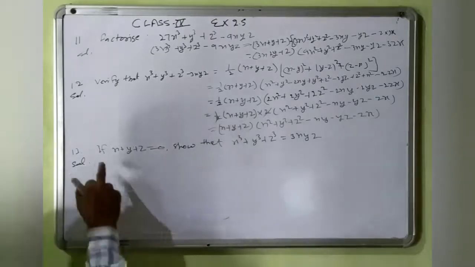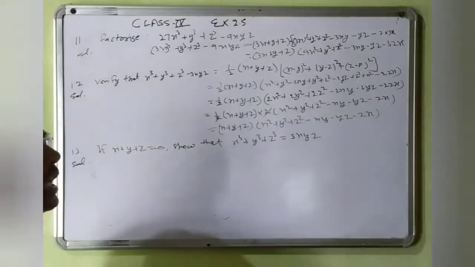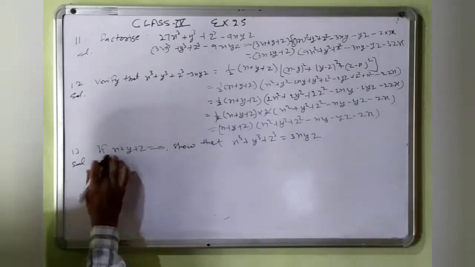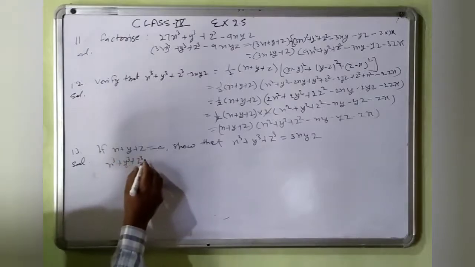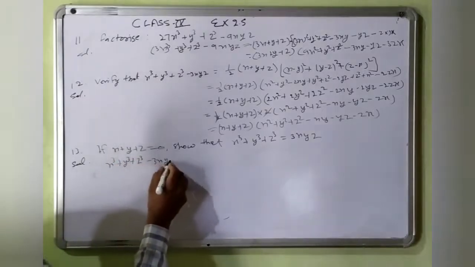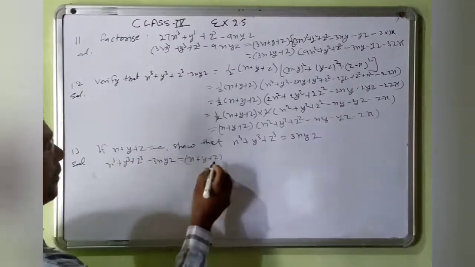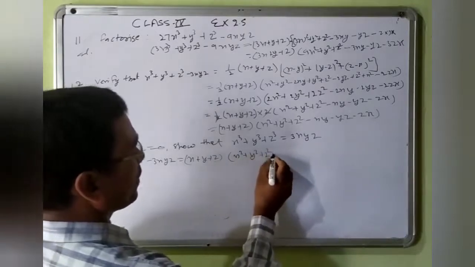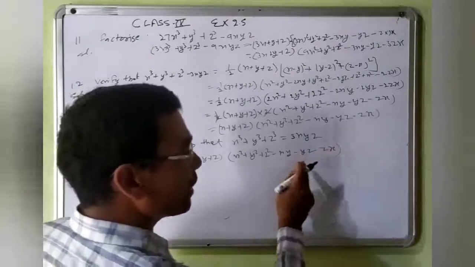Question number 13. If x plus y plus z is equal to 0, show that x cube plus y cube plus z cube is equal to 3xyz. So we know that identity number 8: x cube plus y cube plus z cube minus 3xyz is equal to x plus y plus z times x square plus y square plus z square minus xy minus yz minus zx. This is identity number 8.